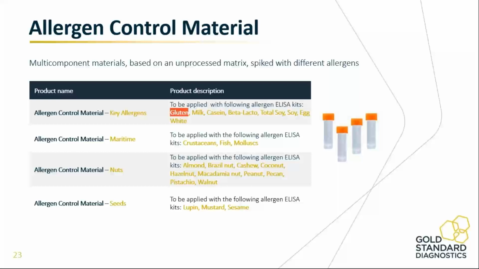This control material is just like a sample, so you can extract it as a normal sample, and then you get the value that is mentioned in the QC of the material. Then you can check that you are doing the ELISA procedure, or whatever the procedure, correctly. You can also see that we have this control material for other allergens like crustacean, fish, and mollusks, all the nuts, and also some other allergens like lupin, mustard, and sesame.